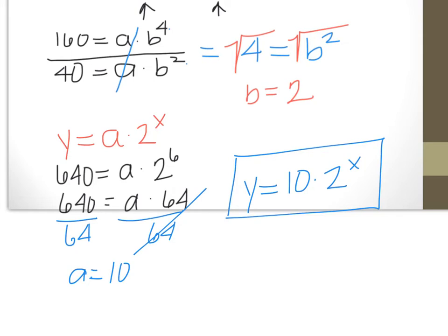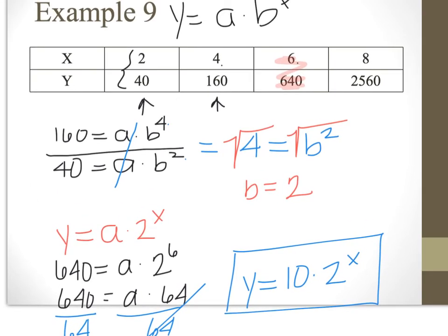Again, though, I would highly suggest that you go back and double check and pick a point. Even if you pick a small number that we've already used, something like (2, 40), if I go 2 to the 2nd power, that's 4 times 10, that would give me the 40 that I have right there. So it looks like we're on the right track.